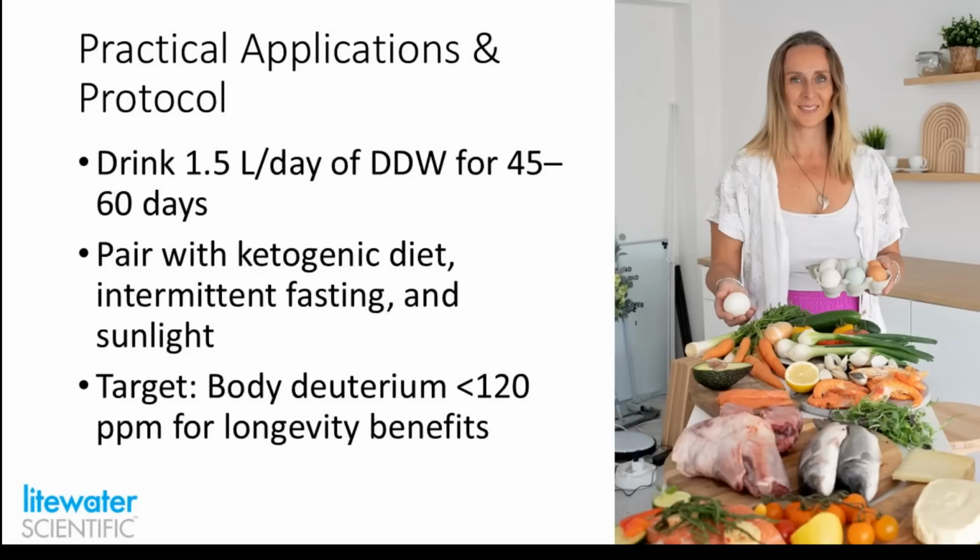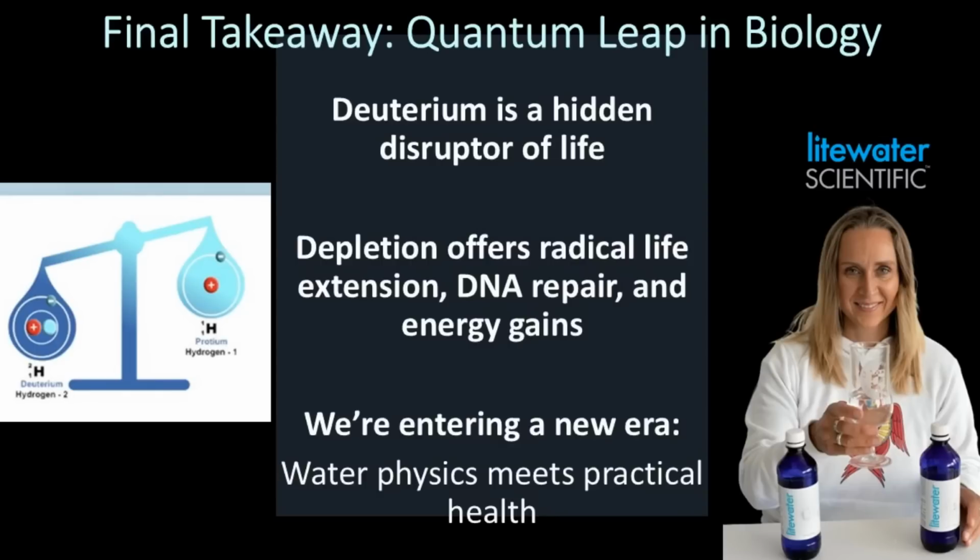Achieving this requires drinking 1.5 litres of 80 to 100 parts per million DDW daily for 45 to 60 days, while minimising the intake of all other beverages and maintaining a modified ketogenic diet with intermittent fasting and targeted photonic stimulation. That just means appropriate light exposure, sunlight, and minimizing blue light. Victor has personally been able to reduce his deuterium levels well below 100 parts per million, and the energetic benefits are qualitatively profound. As one would expect, when there is something too good to be true, there has to be a catch, and that is the shortage of supply.